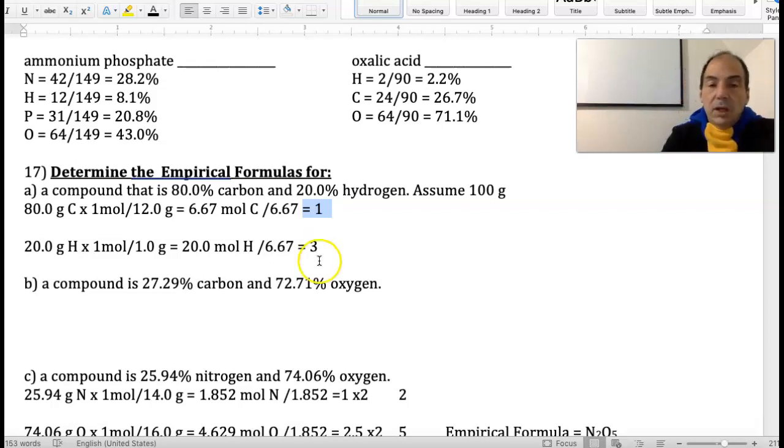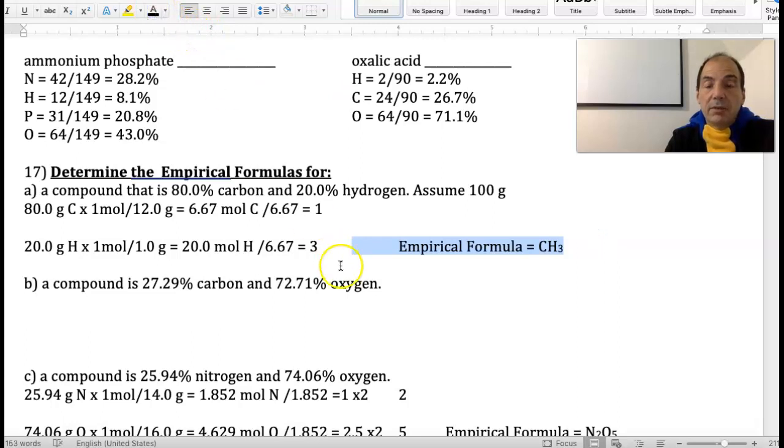Okay, so again, is 20 to 6.67 the same as 3 to 1? Yes, it is. So that is a simple whole number ratio. And that's telling me how many carbons and how many hydrogens I should have. And so my empirical formula is 1 carbon, 3 hydrogens, or CH3. Okay, so that's the process for empirical formula. We assume that the percents are out of 100, so that gives us the grams. We divide by the molar mass of each element, and then we simplify our ratio.